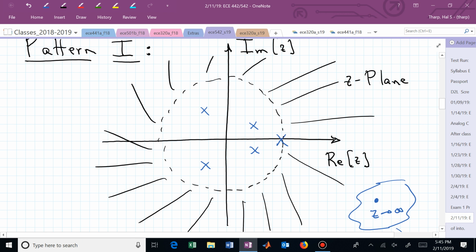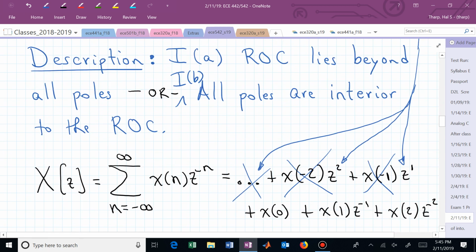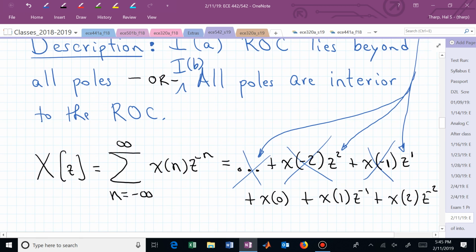Are we okay with taking that region of convergence picture, pattern, and implying something to capital X of z? If X of z is defined, it can't be blowing up, which forces all of those negative indexed x's to be 0. That's the implication of pattern number 1.